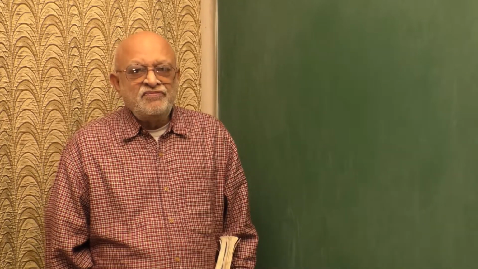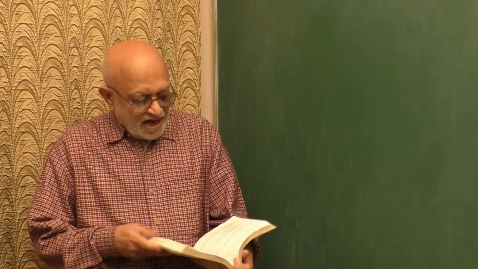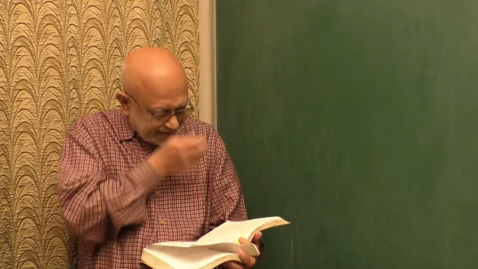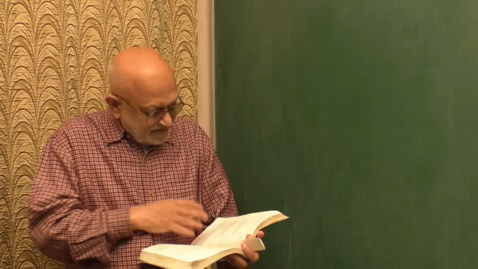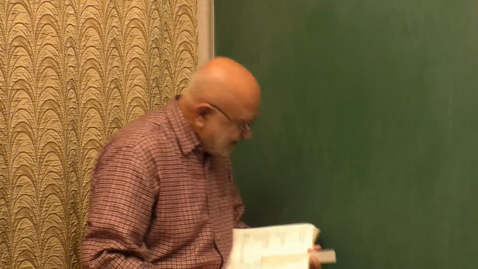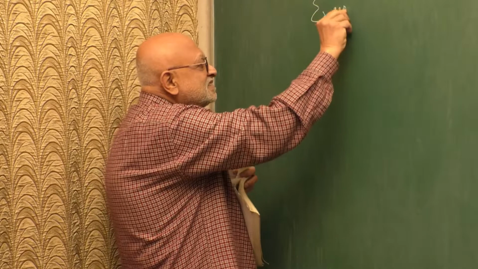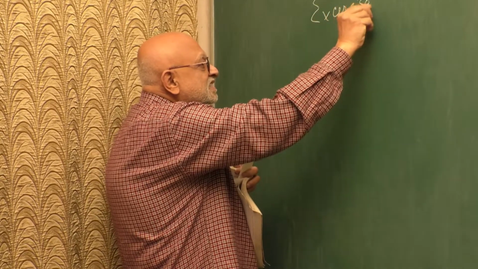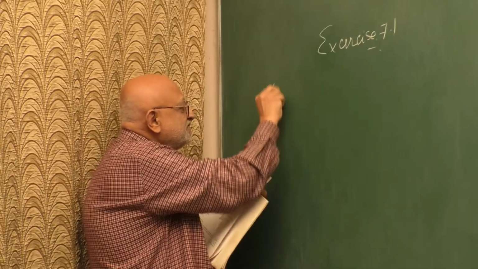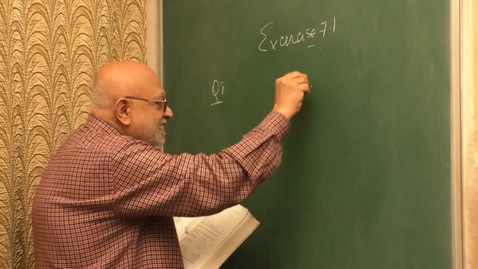This would be the fourth in the series of videos on congruent triangles. I was doing exercise number 7.1. This is the last question, which has to be done from exercise 7.1. This is the last one, which is number 8. Question number 8 talks about a right triangle.